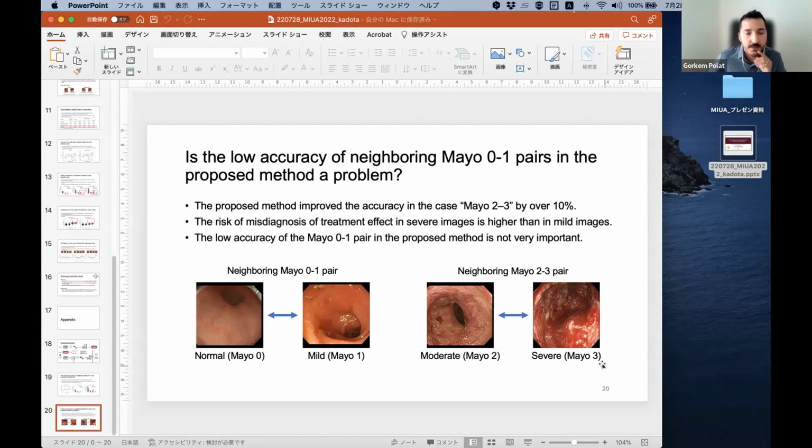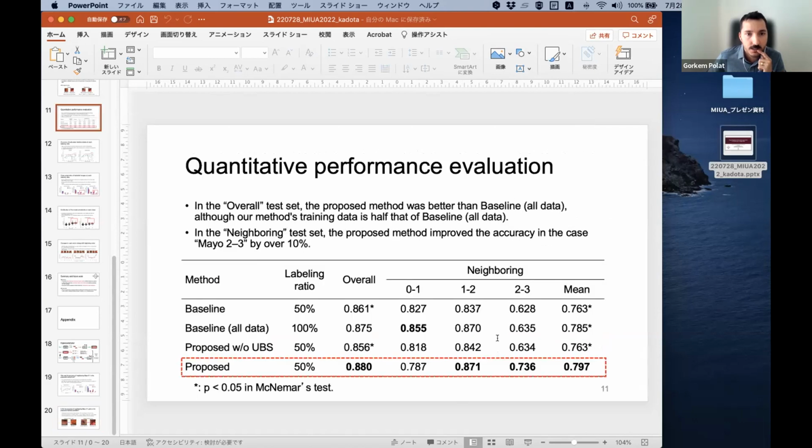Okay, there is an overall column in slide 11. What does that overall mean? I mean, accuracy for the 4 classes? 4 classes. Overall test data set.